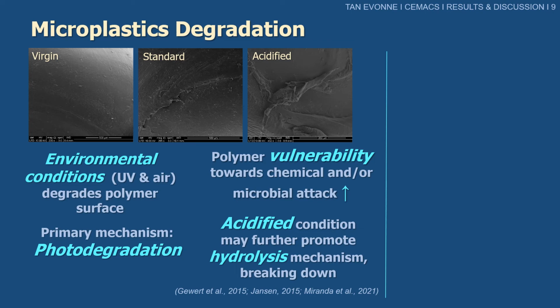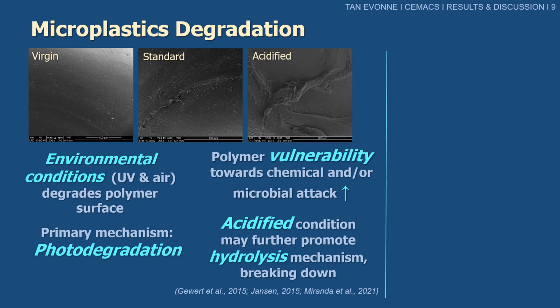Photodegradation is the primary mechanism for polymers to break down, and it is influenced by the intensity of sunlight. The breakdown of the surface polymer barrier would further increase the vulnerability of the plastic towards chemical and biological degradation. The severe aging of microplastic in acidified condition also suggested that acidified waters may promote hydrolysis degradation of the polymers, which can in turn change its structure and alter their surface permanently.